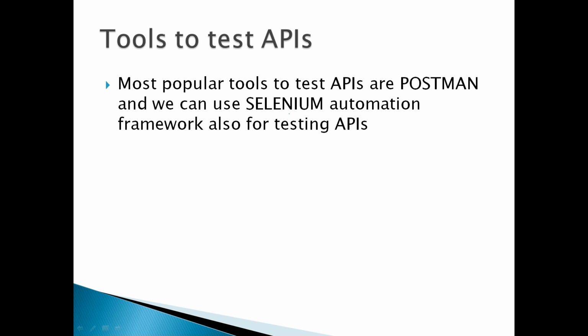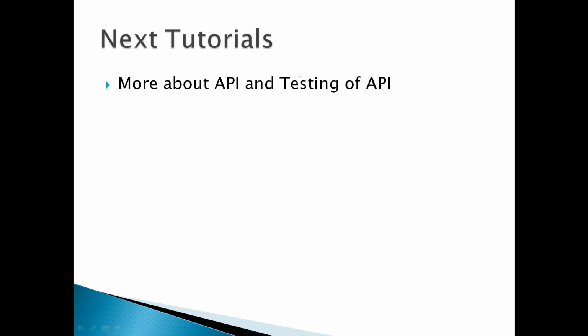The most popular tool to test APIs is Postman, and we can use Selenium for automation. This is an automation framework. This is also used for testing APIs. Now in next sessions we'll learn more about APIs and testing of API.